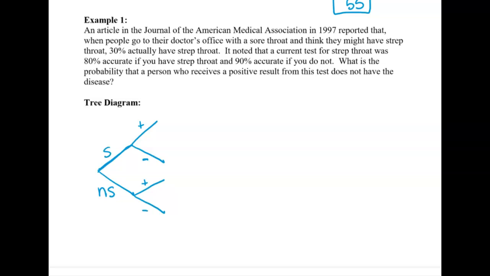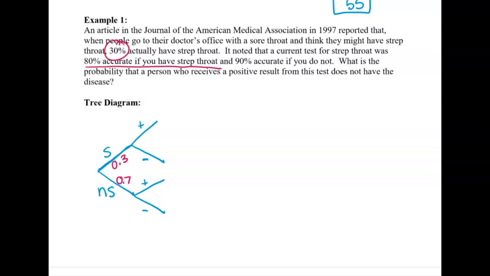So now we know that of the people that go in, 30% have strep. So as far as here, this is 0.3, 30%. So that means 70% don't have strep that go in thinking they do. So you're like, oh, I have a sore throat. I think I might have strep. 30% of the people do, 70% don't. A current test was 80% accurate if you have strep throat.